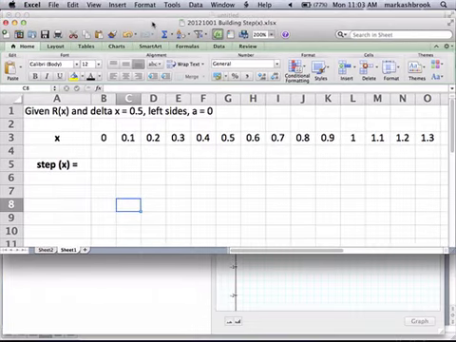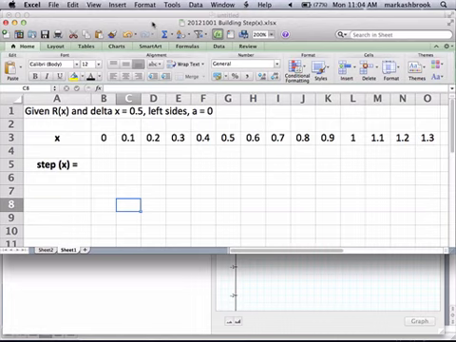Here, a is equal to 0, and delta x is, say, 0.5. What we're trying to create next is our step function, step of x. That's the constant rate function. In this case, we're going to have it be according to the left sides.